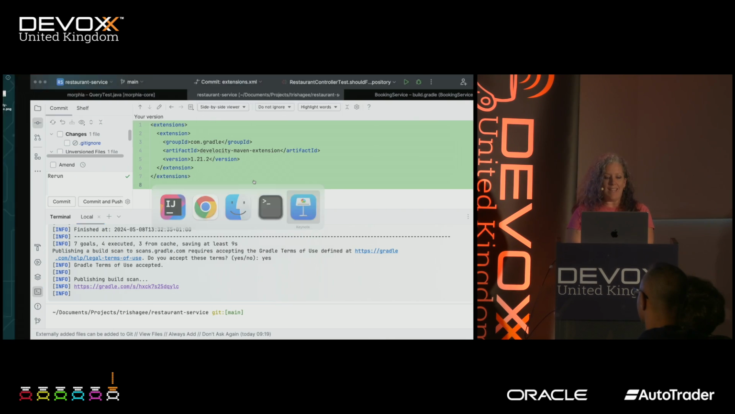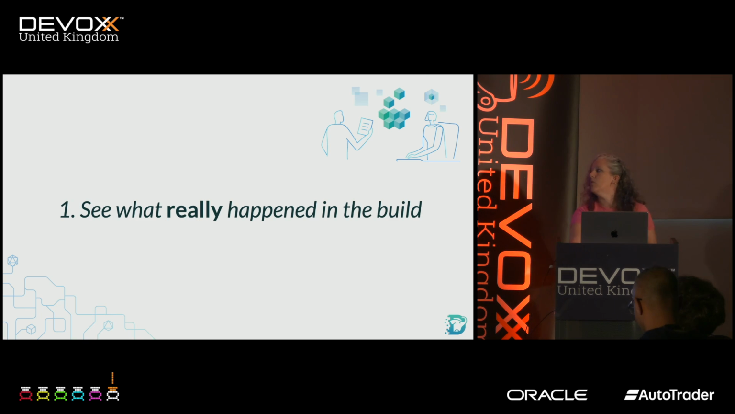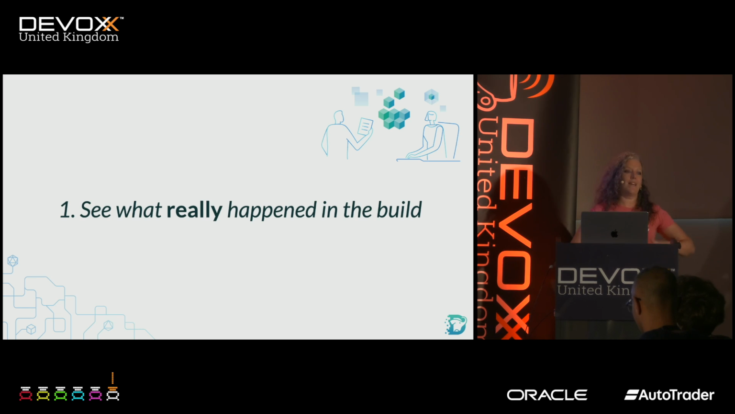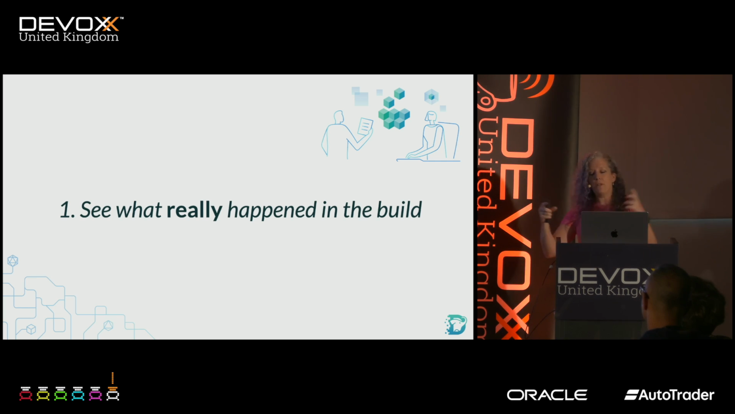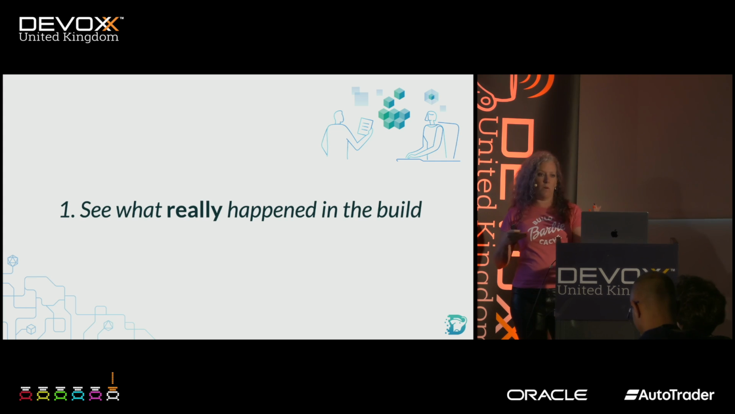So the question really is, why would I want to use a build scan? What is a build scan useful for? Probably the most important thing is to see what really happened in the build. So when you're running a build locally, you do get a view of the console output. Obviously, you get to see, did it pass, did it fail? You can have a look at the tests and so forth. The build scan pulls together all of the information which might be relevant to the build, so you can see it all in one place.